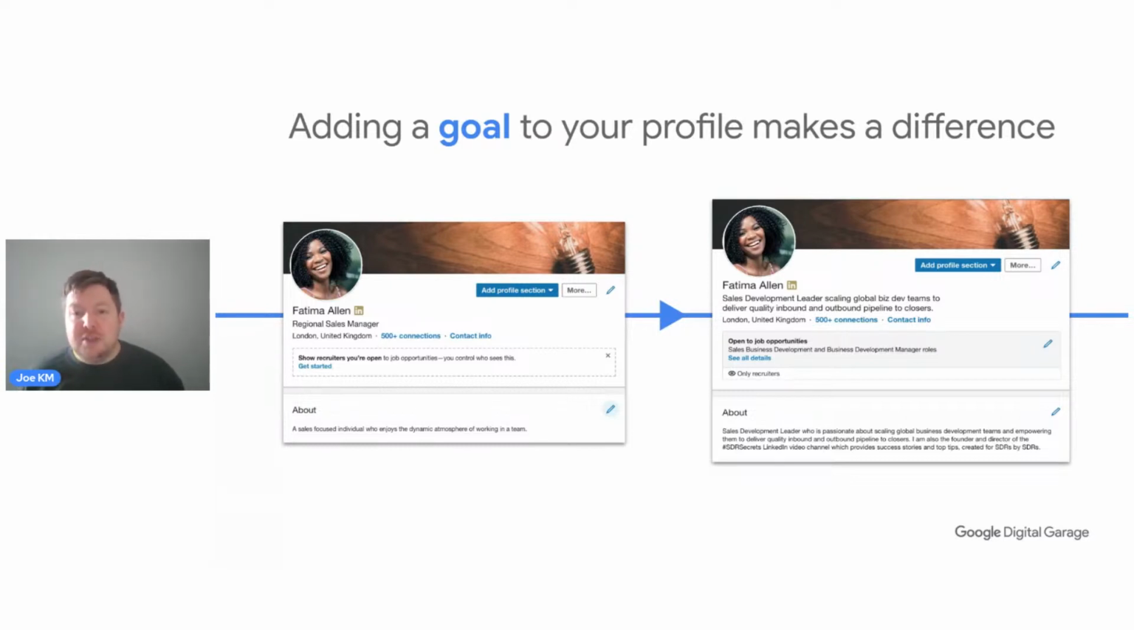Sales development leader who is passionate about scaling global business development teams and empowering them to deliver quality inbound and outbound pipelines to closure. I'm also the founder and director of SDR Secrets, a LinkedIn video channel, which provides success stories and top tips created for SDRs, for SDRs. Do I know what SDRs are? No. But if you're in that industry and you're using these keywords, now she is telling you what she is. She is a sales development leader. She also runs her own SDR Secrets LinkedIn videos.